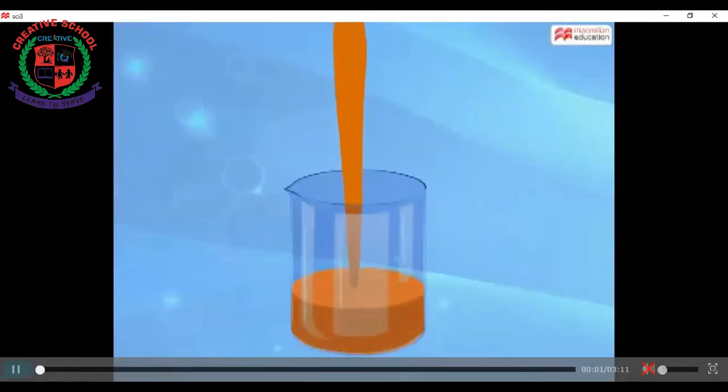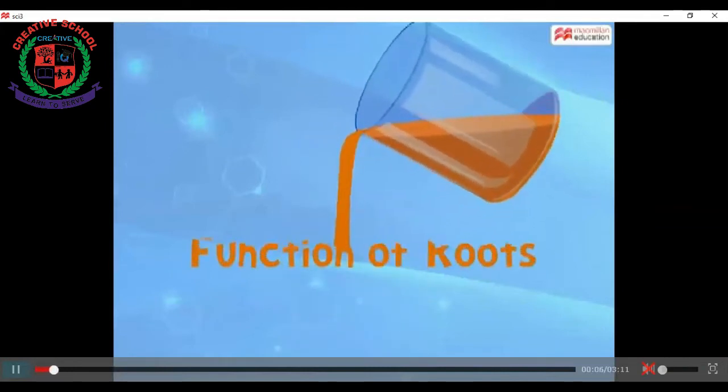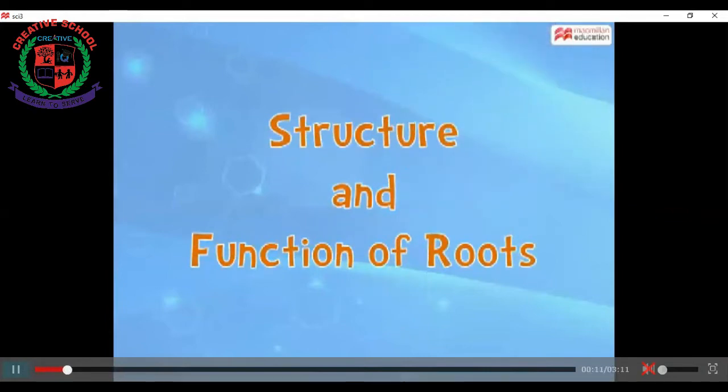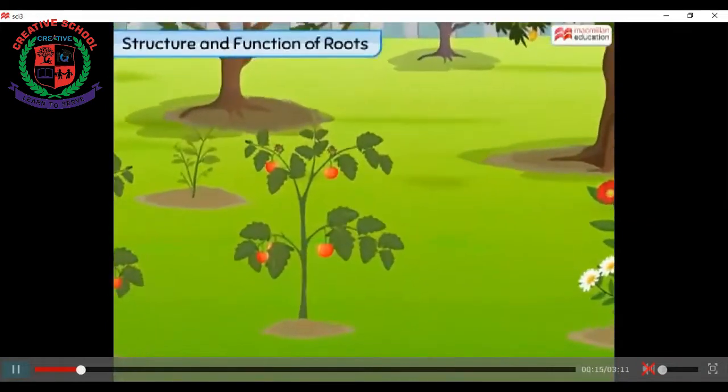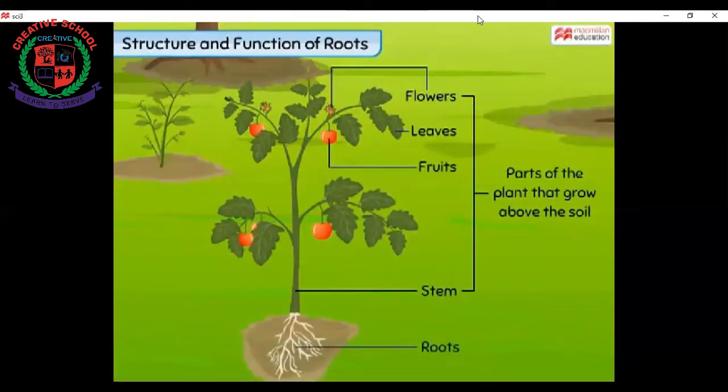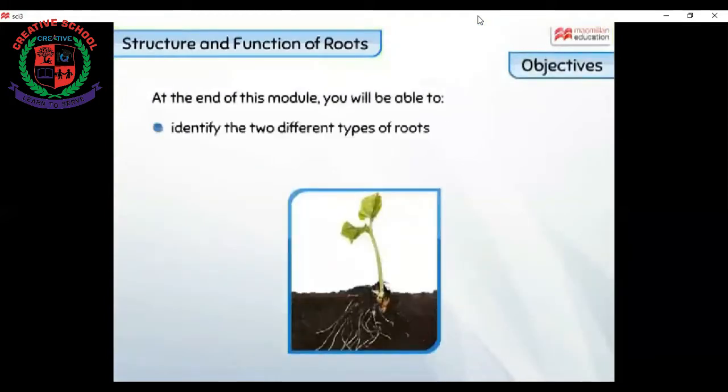Okay. So now we are going to see the main function of the plant, which is the structure and function of roots. Can you all see this plant? What is a plant? There are many different parts of the plant that grow above the soil, which are flowers, leaves, fruit and stem. These are all the parts of the plant which grow above the soil. Under the soil, we have roots.